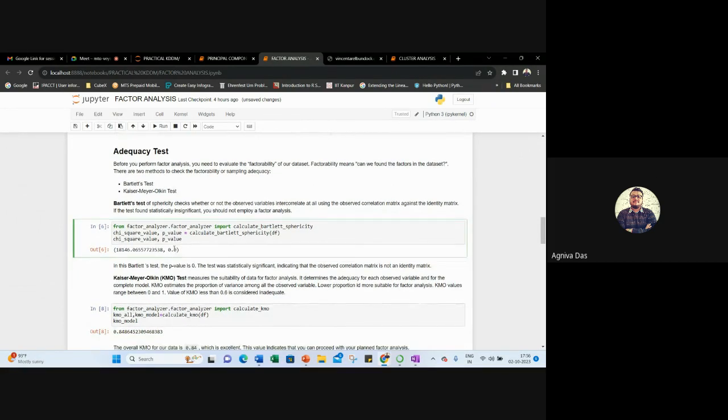And here, once you call them, you see that the chi-square value is very high. It's 18146, and obviously a very high calculated chi-square means a very low p-value, which is close enough to zero. Which means that the test was statistically significant, which means that the observed correlation matrix is not an identity matrix. Okay, so fine, we can do something there.